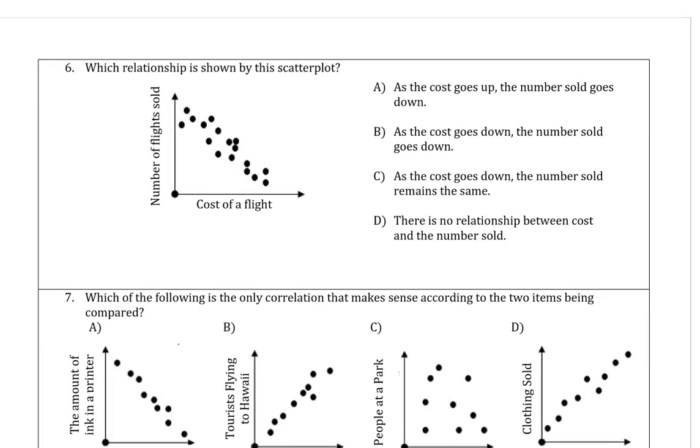Here, which relationship is shown? So let's go through these. We see as the cost of a flight increases, the number of those is going down. So B doesn't make sense. As the cost goes down, the number sold goes down, right? Everyone would want to pay less. Choice C is the cost goes down, the number remains the same. No. There's definitely a relationship because they're close together. So choice A here is the cost goes up, the number sold goes down.